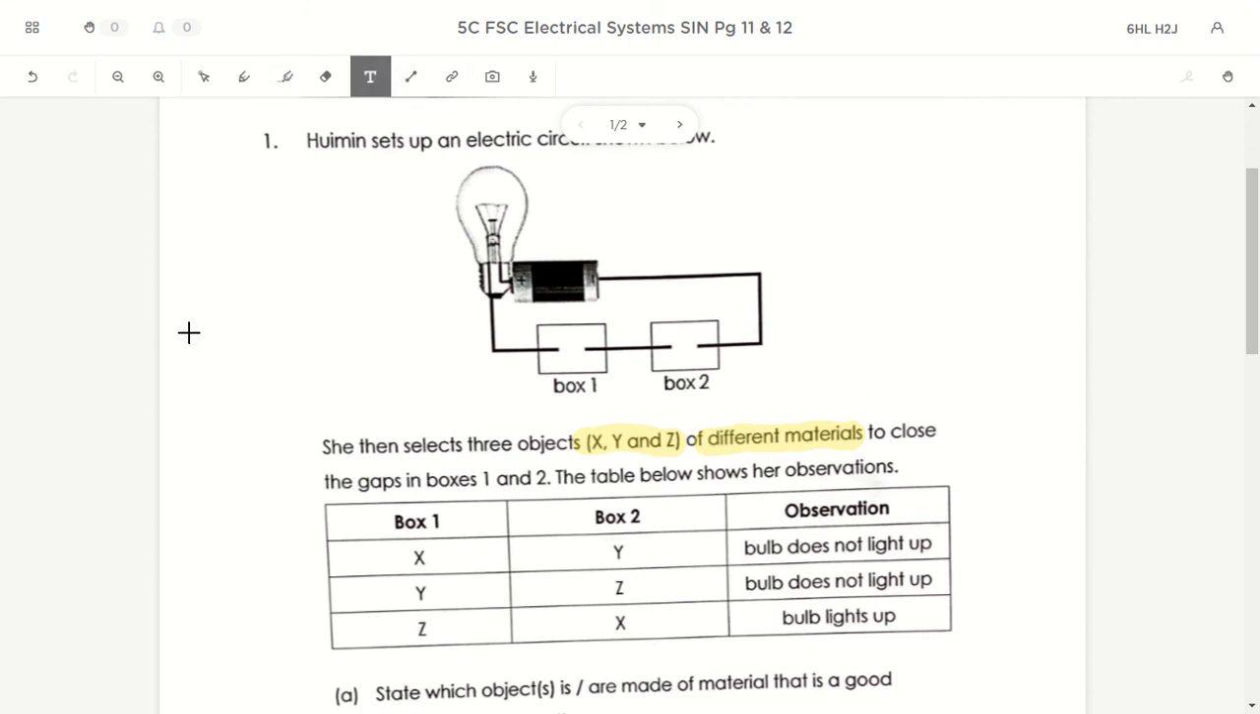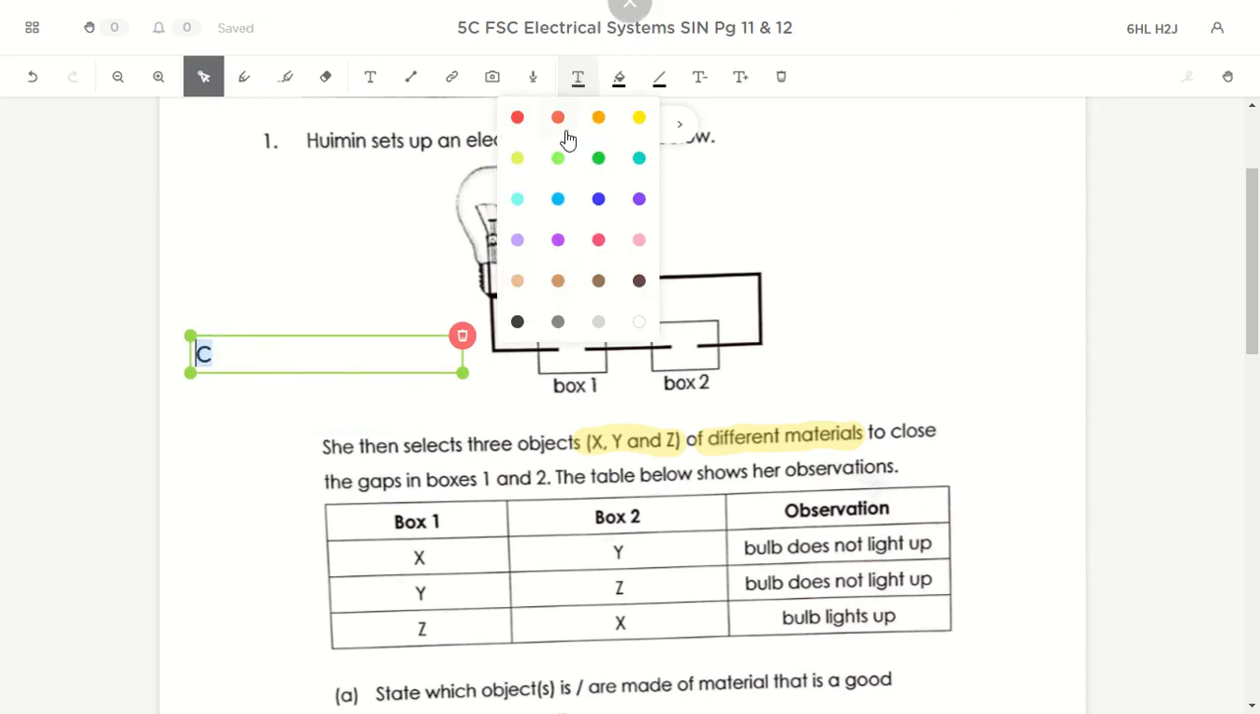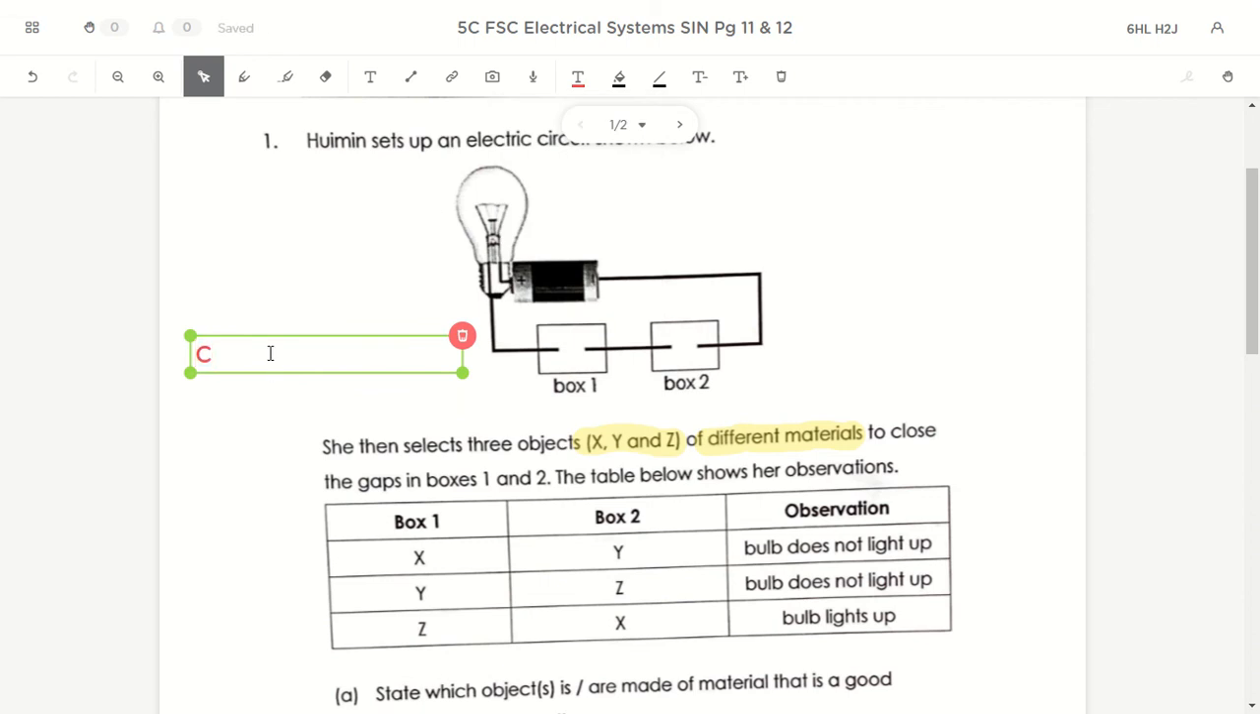So as to go through this, I will use some symbols. If I say C, C means it's a conductor, or electrical conductor. And if I use I, it means it's an electrical insulator. So I'm going to put the legend here. C means electrical conductor, I means electrical insulator.